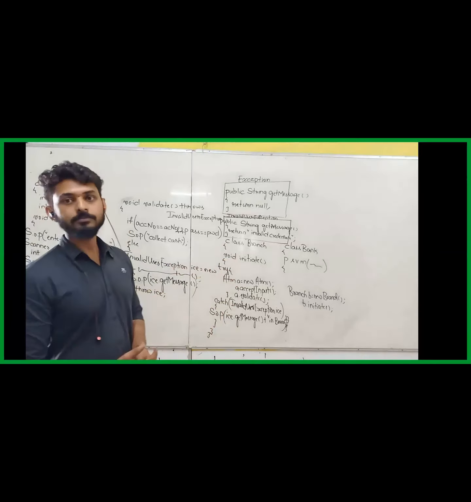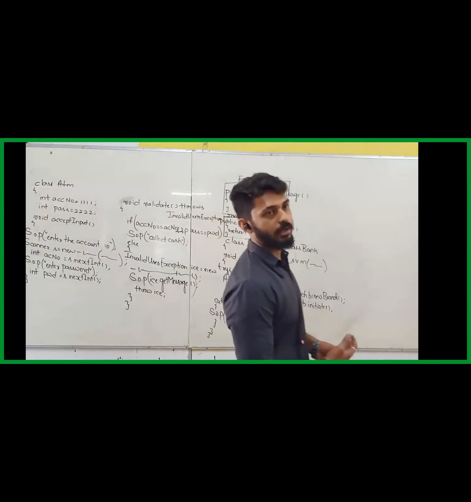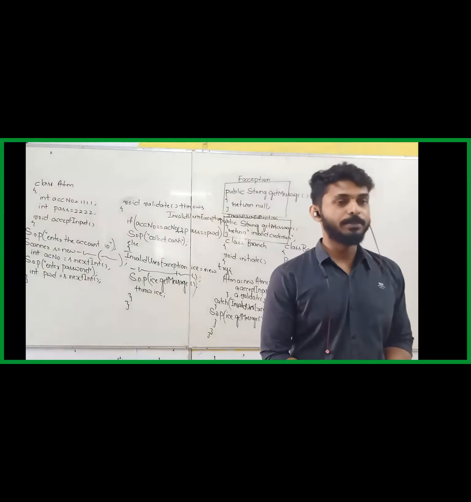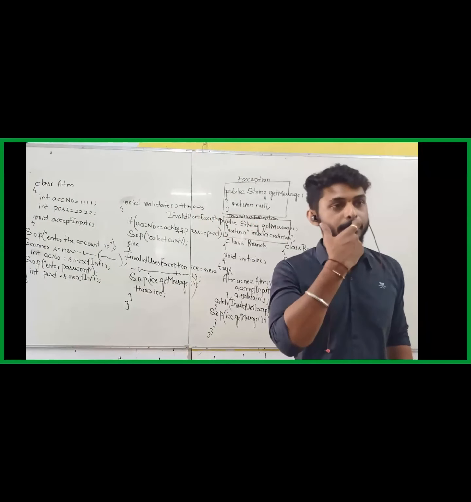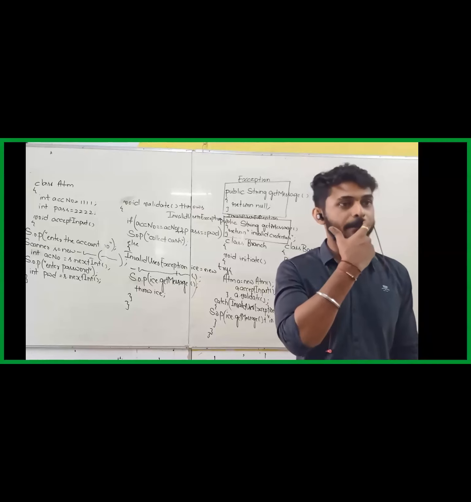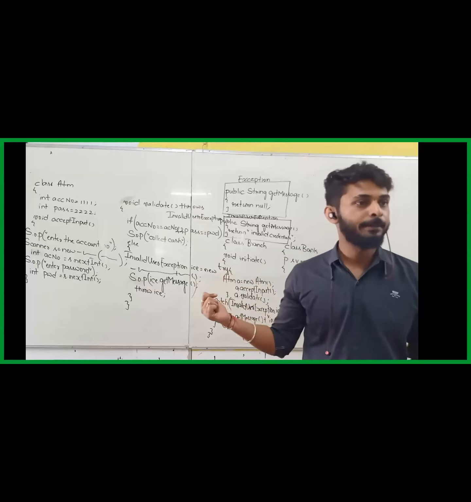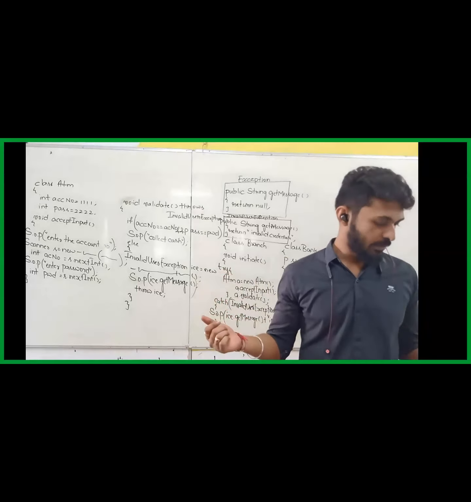How to create custom exceptions? Custom exceptions means what? Whatever is already available, which is inbuilt, I don't want to use that. I want to create my own. That is what we call a custom exception. Clear? How to create it? Is that clear? Okay. So for today, I'll be stopping it here itself.